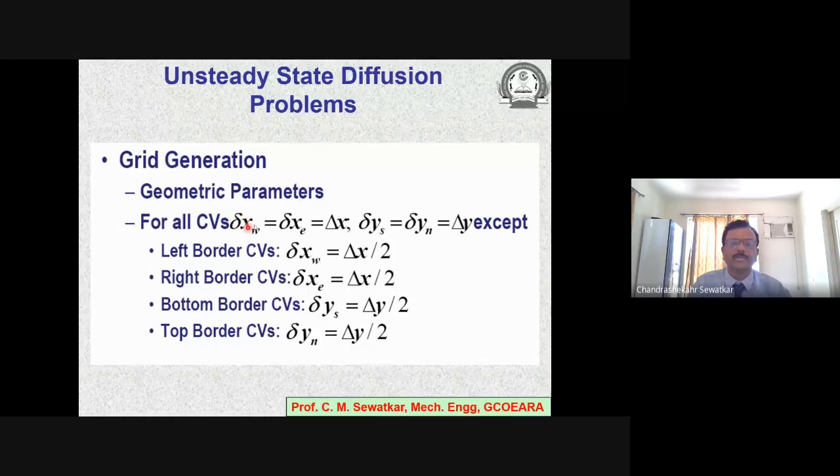The geometric parameters are required to be calculated for all the control volumes, like delta xw and delta xe is delta x, and delta ys is equal to delta yn is equal to delta y, except for left border control volumes, right border control volumes, bottom border control volumes, or top border control volumes, where we have separate expressions. Delta xw is equal to delta x by 2, delta xe is equal to delta x by 2, delta ys is equal to delta y by 2, and delta yn is equal to delta y by 2. We have seen these kinds of geometric expressions in the last session as well.